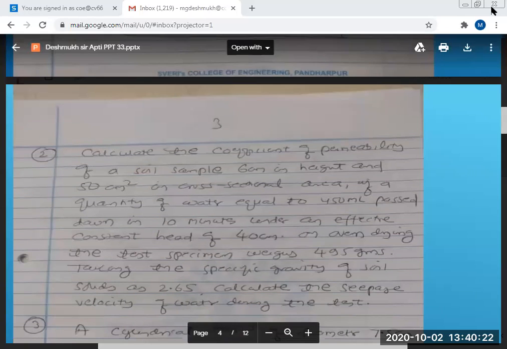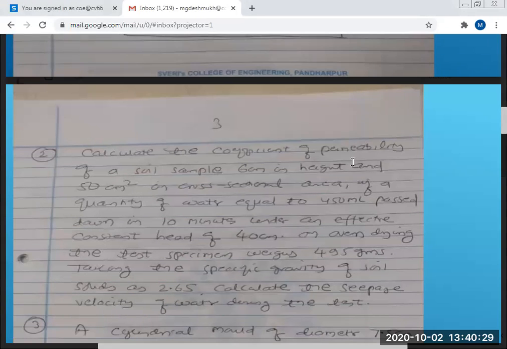ओके शीतल. शीतल ओके. करो प्लीज सभी लोग. इसके बाद एक ब्रेक ले लो 2-4 मिनट का. एक प्रॉब्लम सभी लोग करो. उसके बाद फिर ज्वाइन हो जाओ.